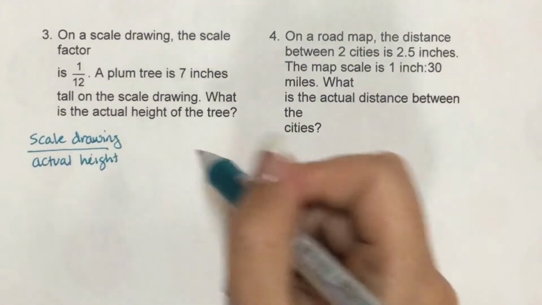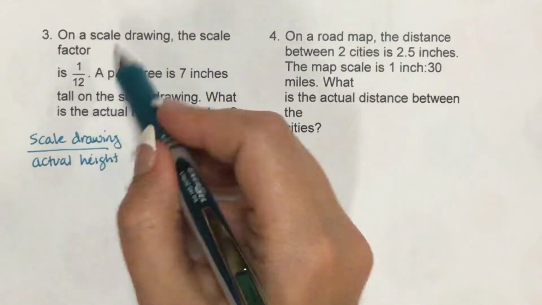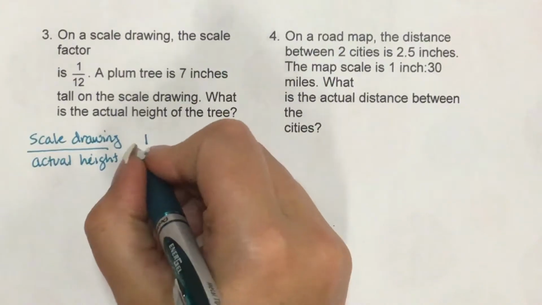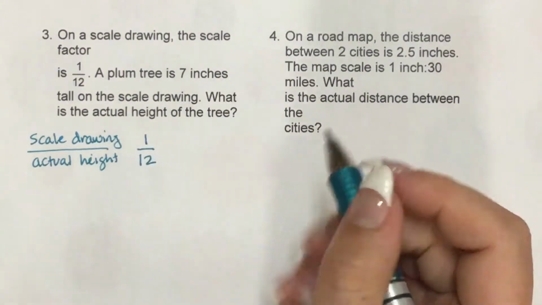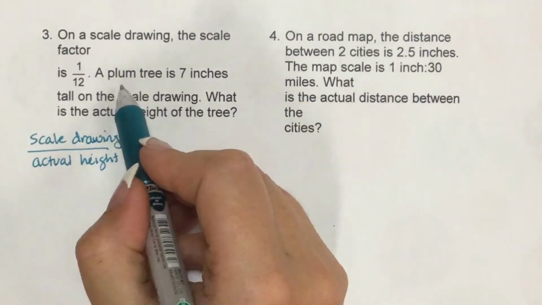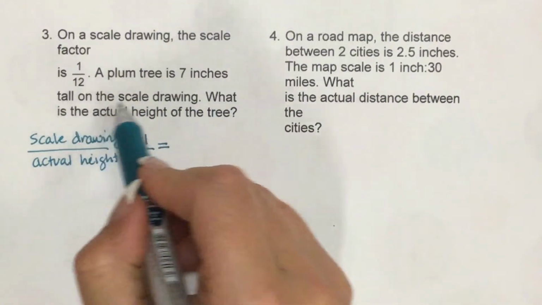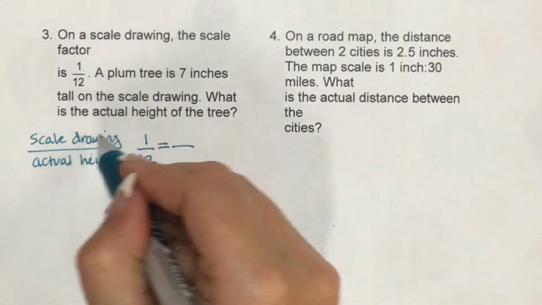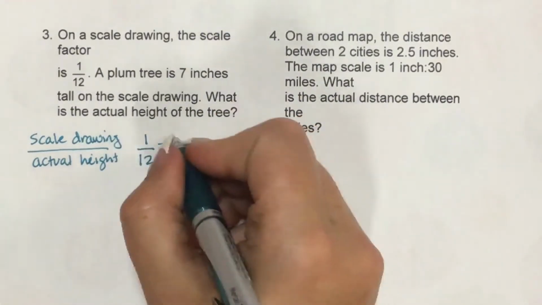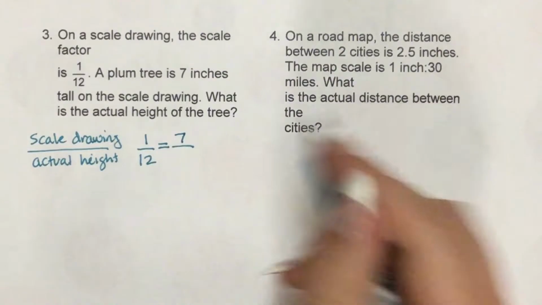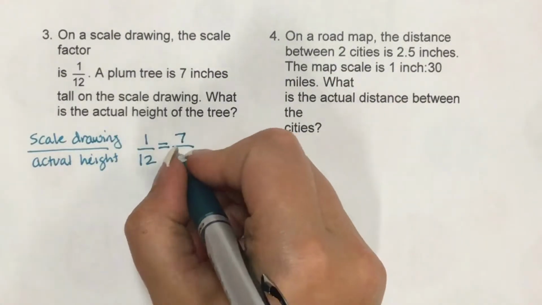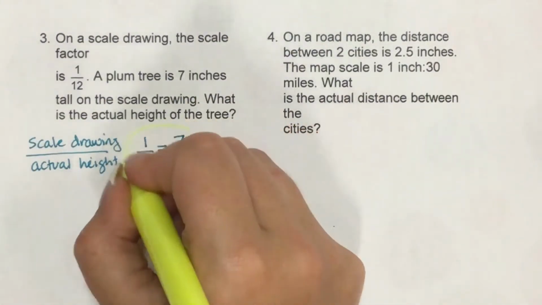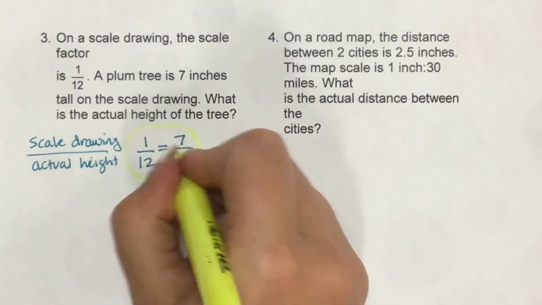Okay? So the scale factor means that our scale drawing is going to be 1/12. And that's going to be equal to, it says a plum tree is 7 inches on the scale drawing. Since it's referring to the scale drawing, that's on the top of the fraction. So 7 is going to go there, and we don't know the actual height, so that's going to be our x. So there's our proportion right there.